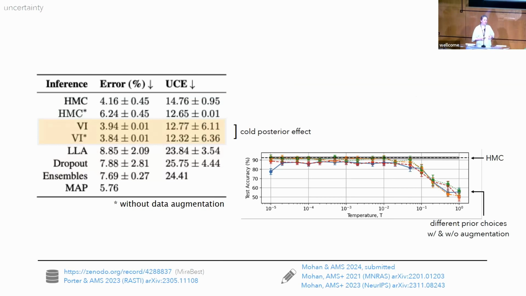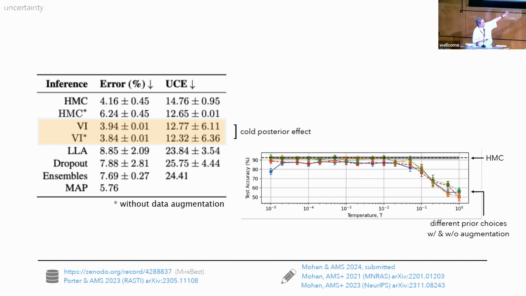And a cold posterior effect is a way of describing what is probably more widely a form of model misspecification, which means that you don't get optimal performance by implementing your posterior fully. You have to downweight your posterior when it comes to your optimization.